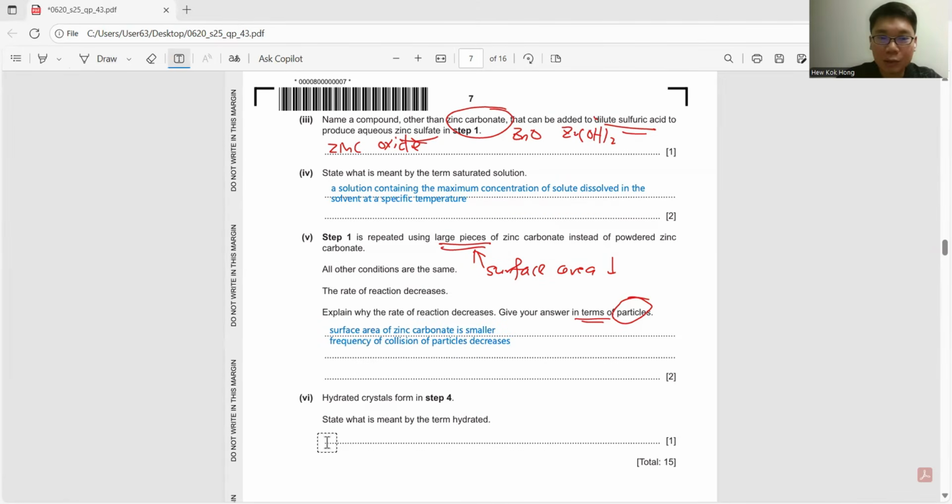Number 6, hydrated crystals form in step 4. State what is meant by hydrated. Hydrated is when a crystal is chemically combined with water, then we call them hydrated.